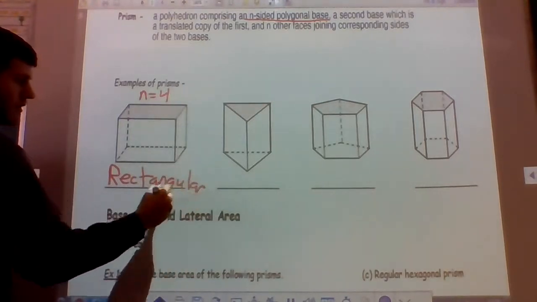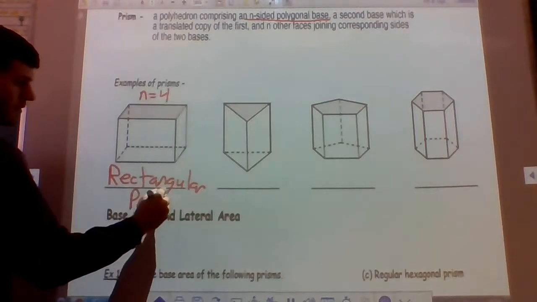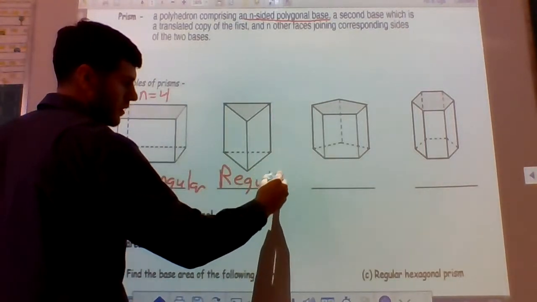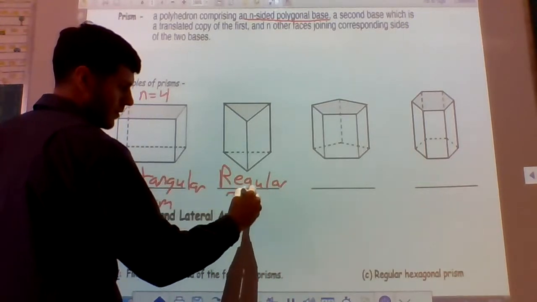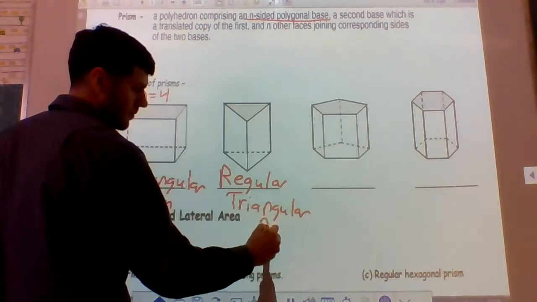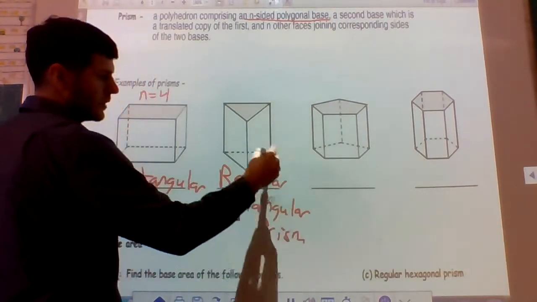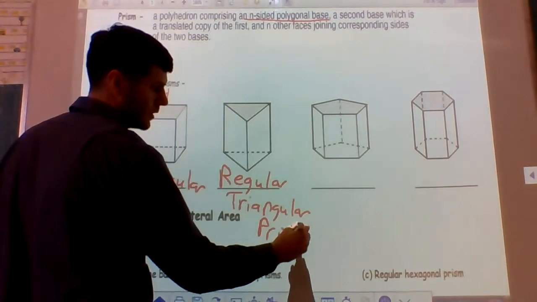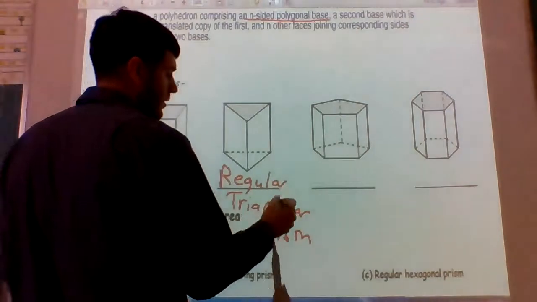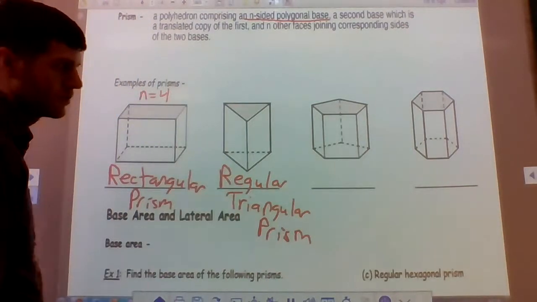Okay, this was a regular triangular prism. Triangular because it's a triangle. Regular because all those triangles are going to be the same size, the same length. They don't have to be, but for our purposes, they're going to be. Okay. So we really can just call it a triangular prism.